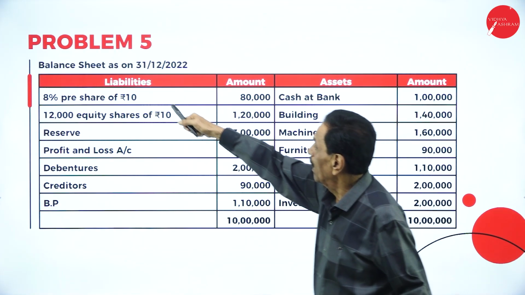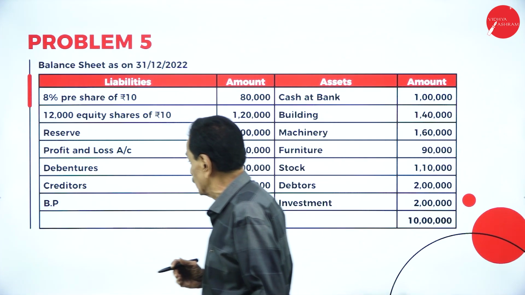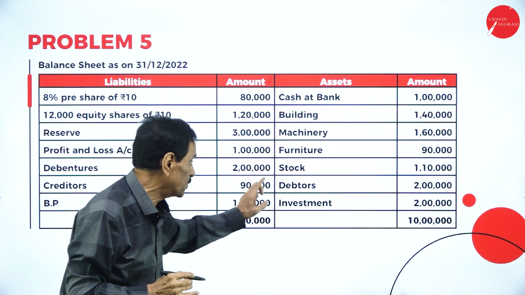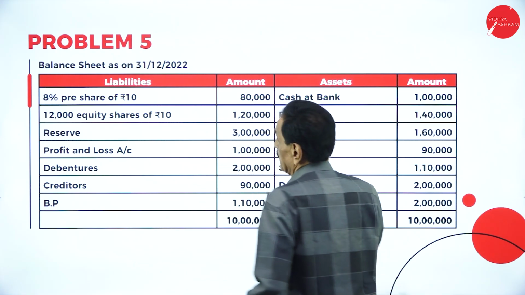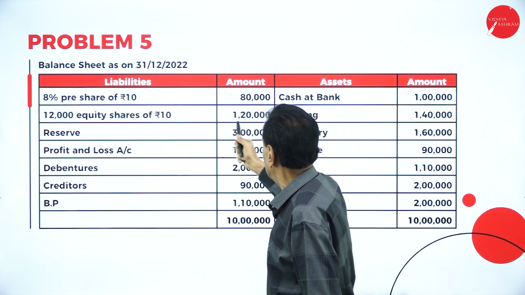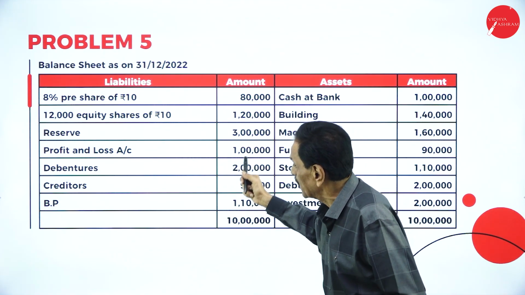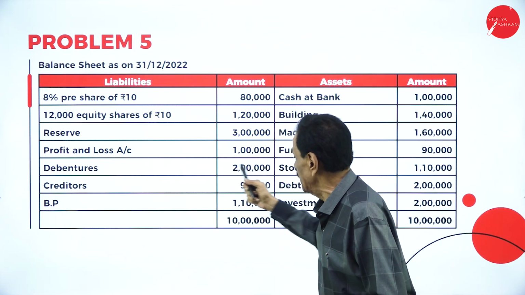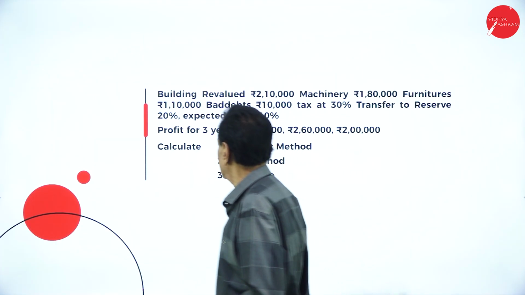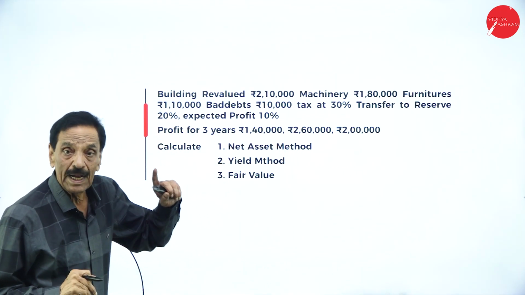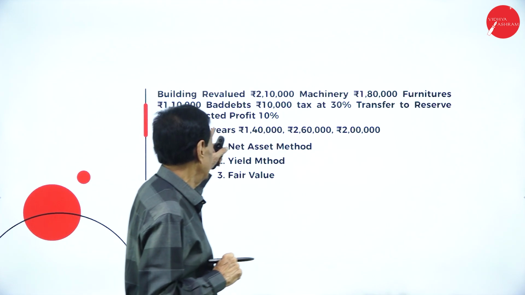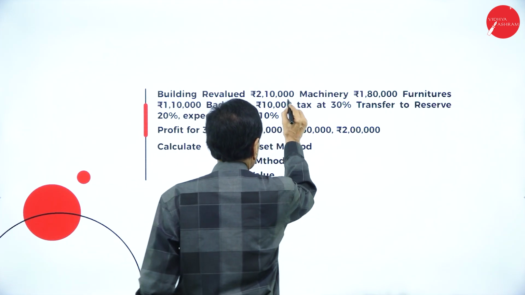Balance sheet as on 31st December 2022. They have given a balance sheet: cash at bank, building, machinery, furniture, stock, debtors, investment. Then 8% preference share of 10 each, 80,000; 12,000 equity shares of 10 each, 1,20,000; reserve 3 lakh; profit and loss 1 lakh; debenture is a liability, creditors is a liability, BP is a liability. Then adjustment: building revalued 2,10,000, machinery 1,80,000, furniture 1,10,000, bad debt 10,000 rupees.